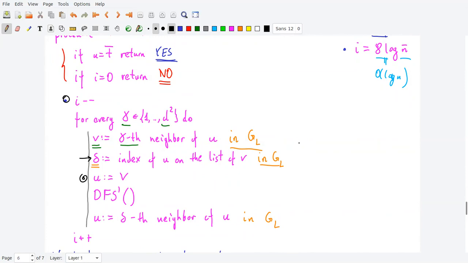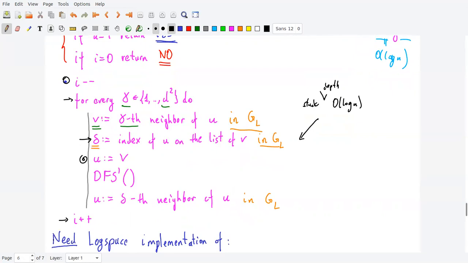Here again we have a stack of depth order of log n, and each consecutive value stored on the stack is one of those deltas. Because deltas are indices from 1 up to d square, I need a constant number of bits to remember each of them. Good. Then we return back to U and continue with the for loop. Once we are done, we restore the original value of I.